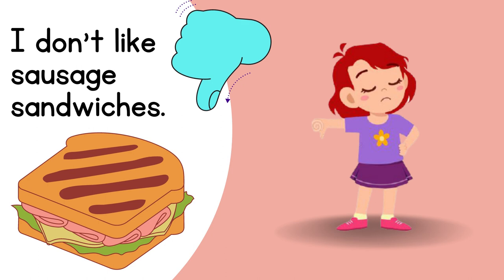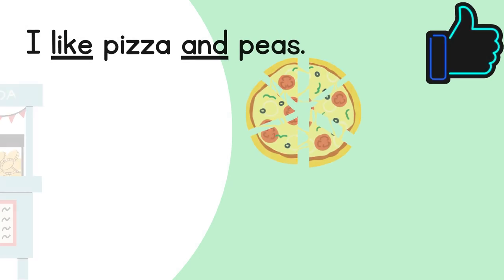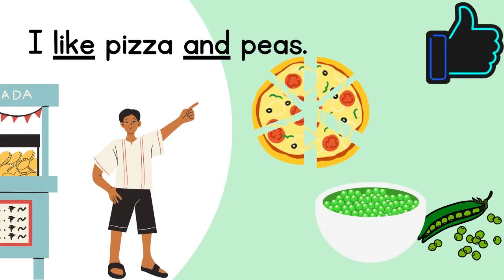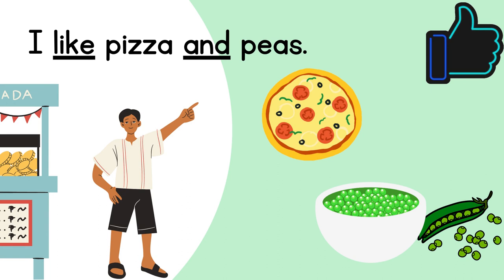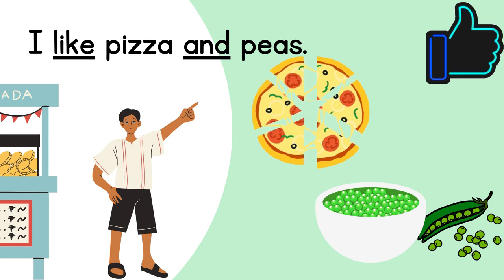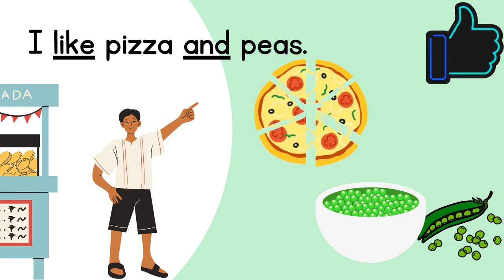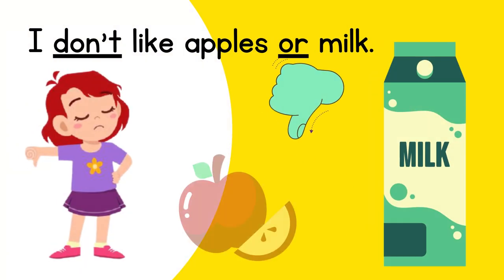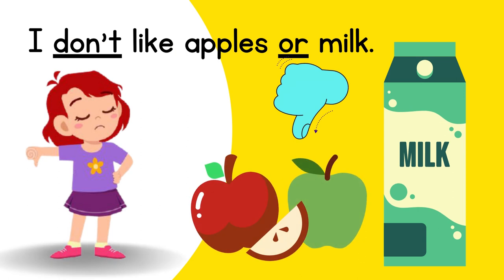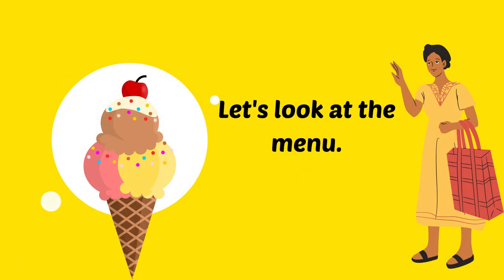Good job. Next, I like pizza and peas. One more time, I like pizza and peas. Good job. Next, I don't like apples or milk. One more time, I don't like apples or milk. Good job. Now let's look at the menu.